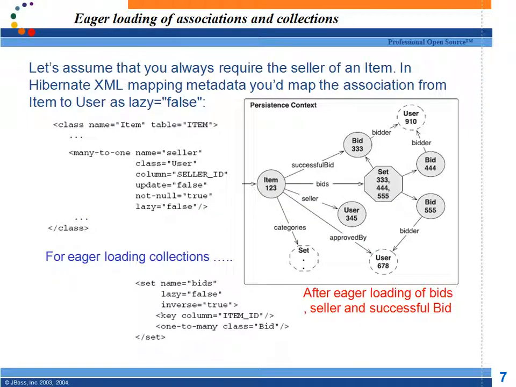Item has a reference to user. Whenever I get an item, I want the user also to be loaded automatically. Only for this relationship I can say lazy equals false. Only for this relationship. This is called fine-grained, only whenever it is required. Previously, if I configure it at class level, it is called coarse-grained. It's for all entities. Now this is only for the entities which are related to this item.